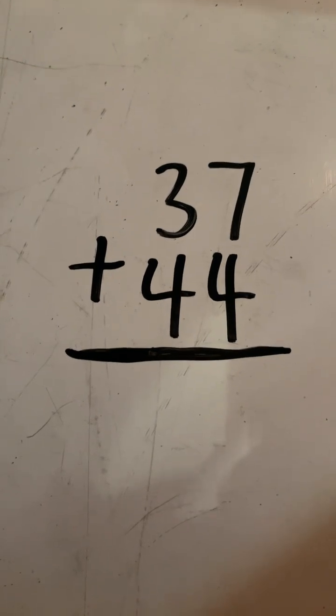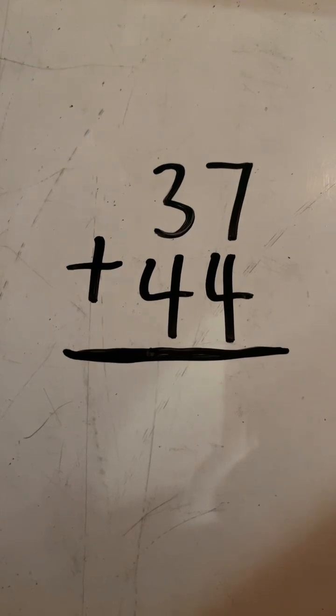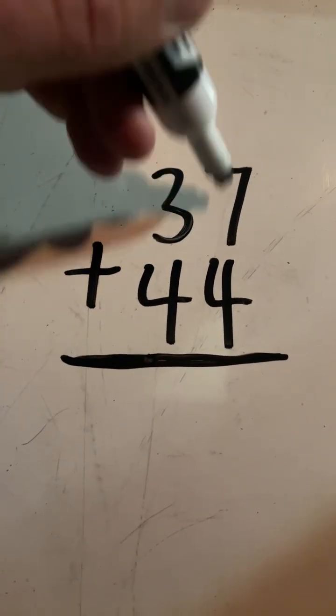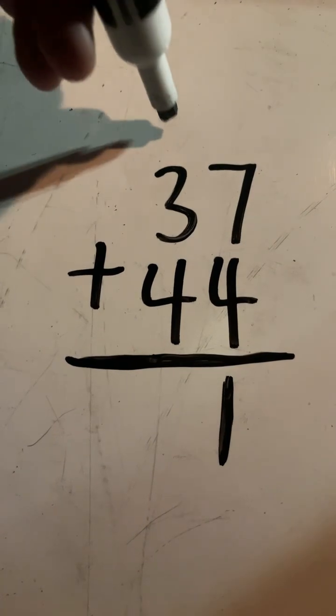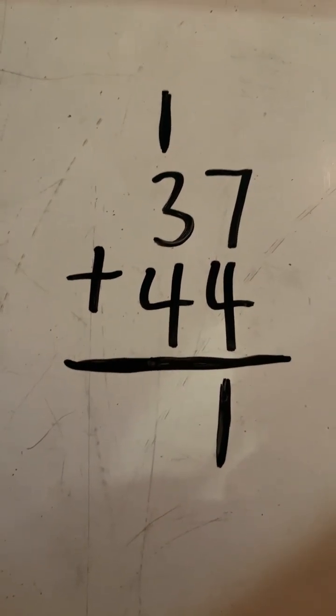For those of you that put a 1 in the chat or believe that regrouping is needed, you are correct. We have to regroup because our sum is more than 10. 7 plus 4 equals 11. So the 1 in the number 11 is going to go in the ones place. The other 1 in the number 11 gets carried over to the tens place.